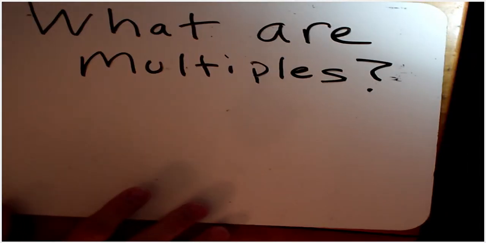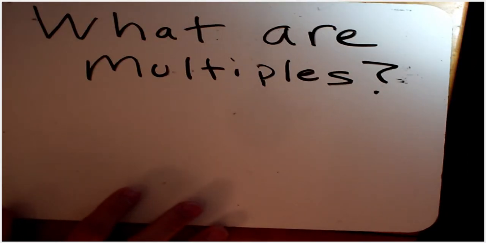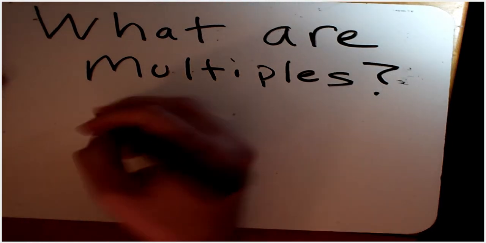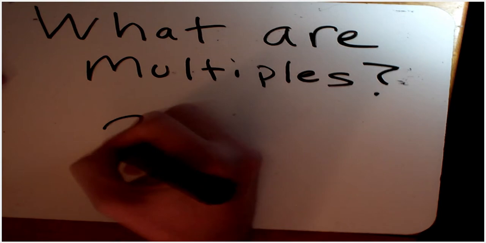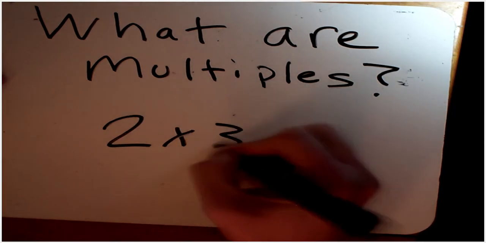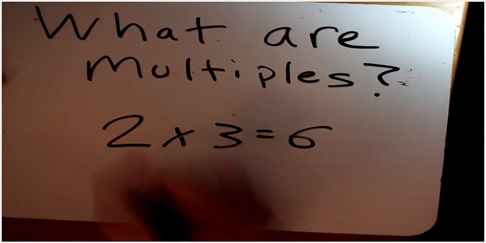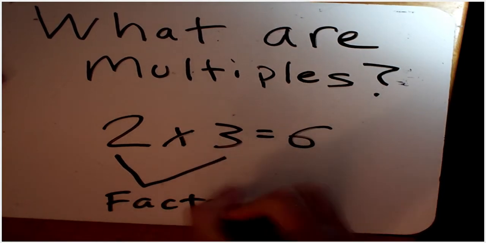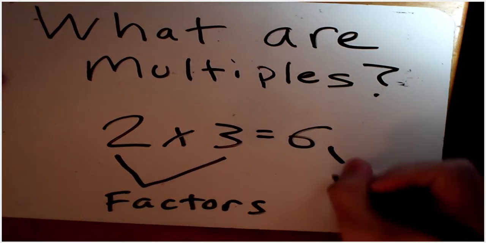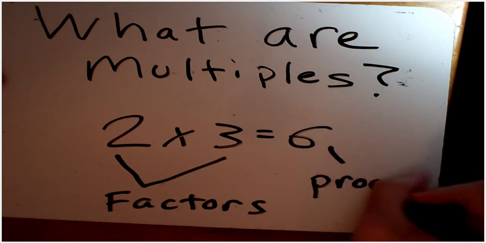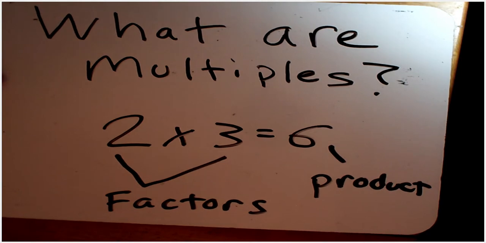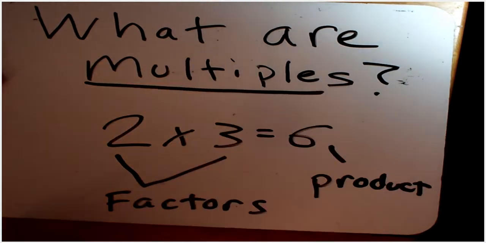I've taught you a bunch of vocabulary this year related to math, multiplication specifically. And if you knew a fact like 2 times 3 equals 6, you already know that 2 and 3 are called the factors, and 6 is called the product. The other term that you need to understand about multiplication is this idea of multiples.